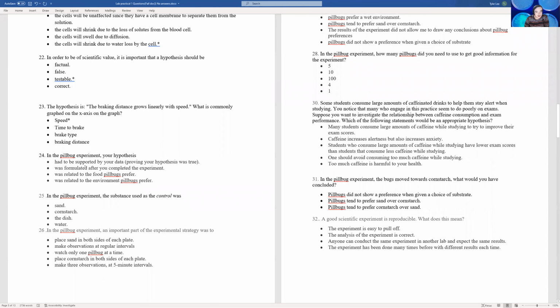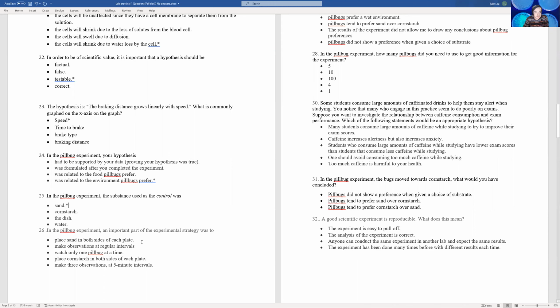In the pill bug experiment, your hypothesis was related to the environment that pill bugs prefer. So you're trying to see if they prefer, I believe it's sand, or if they prefer cornstarch. The substance used as the control was sand.